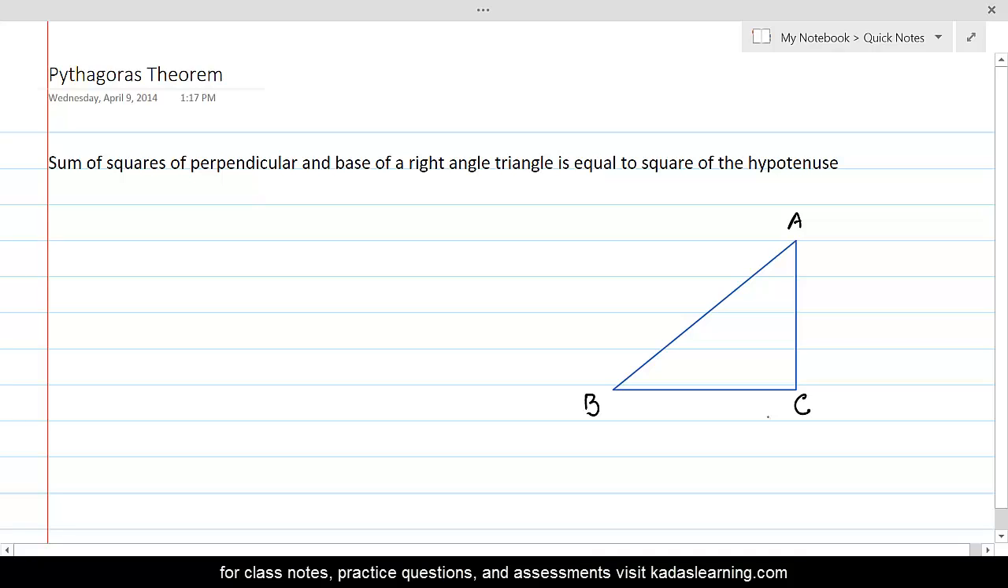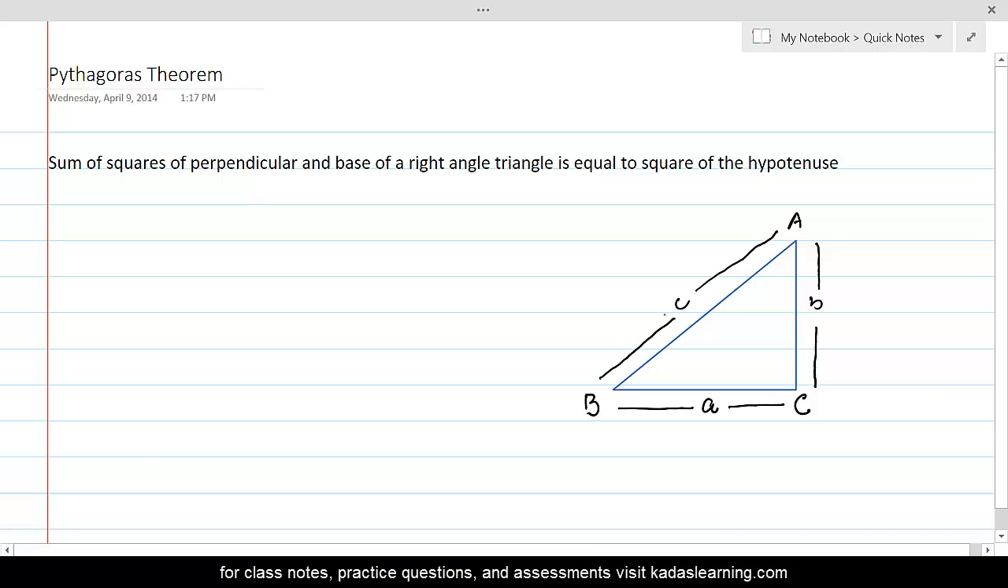Side opposite to capital A will be denoted with small a. So let's name this as small a. And side opposite to vertex B will be denoted by small b. And so we named this as small b. And side opposite to C will be denoted with small c.